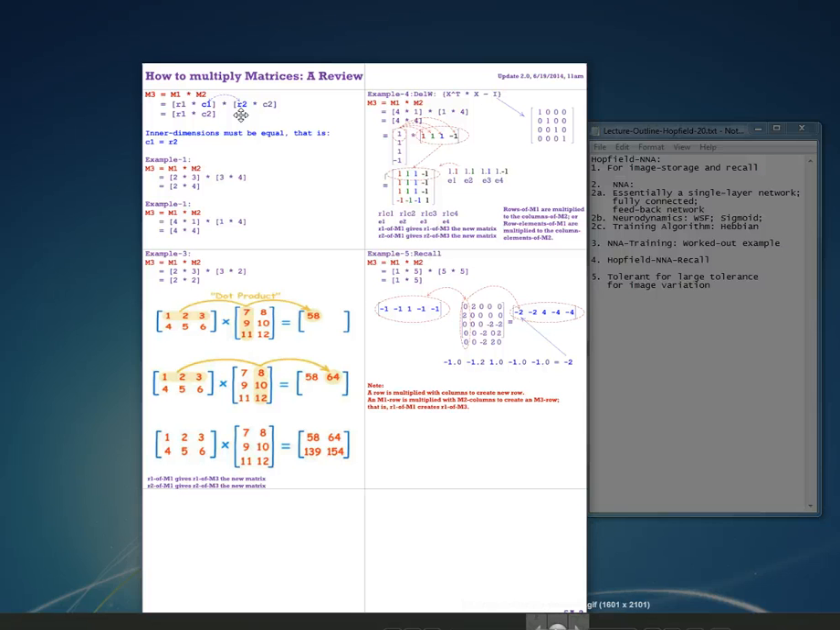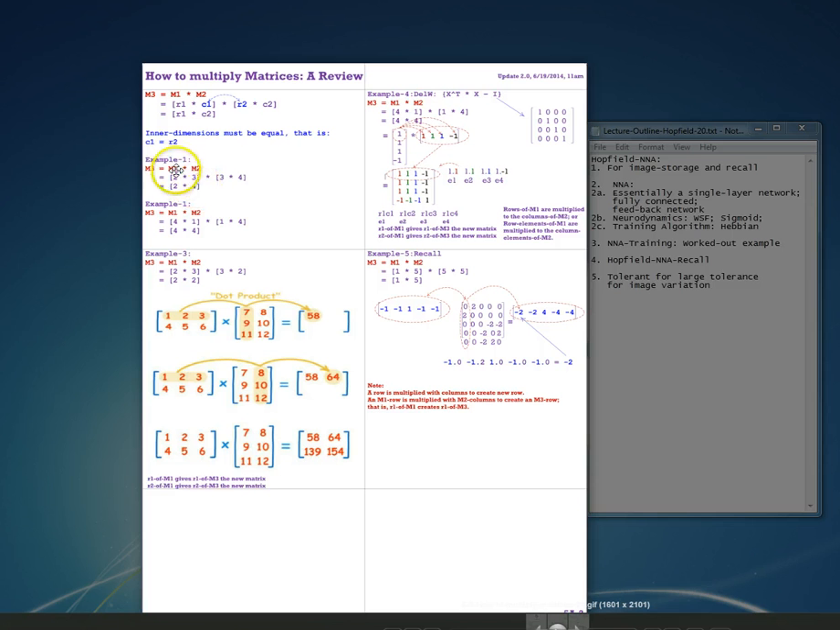So if the first matrix is R1 by C1, and the second matrix is R2 by C2, to be able to do this, C1 has to be equal to R2. The resulting output matrix would have R1 rows and C2 columns. That is what is called the inner dimensions must be equal: C1 must be equal to R2.